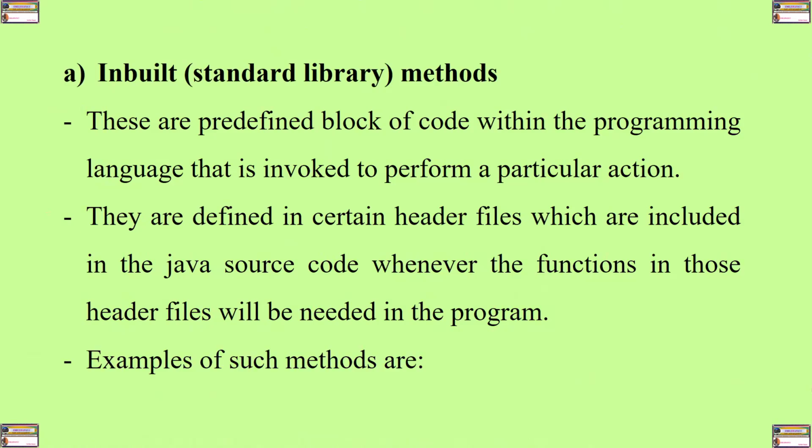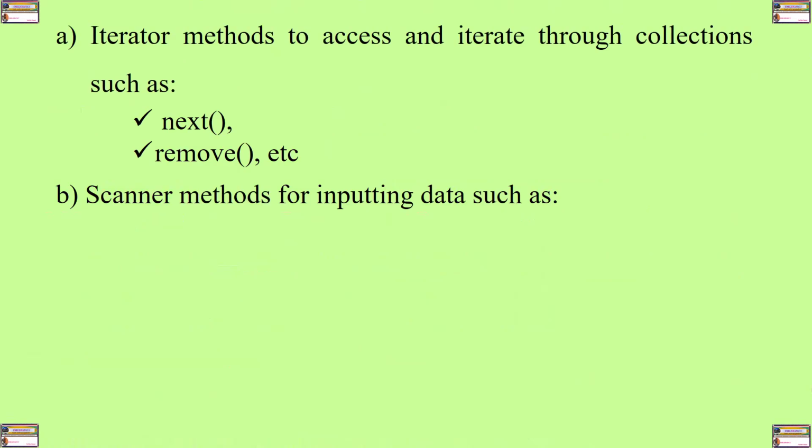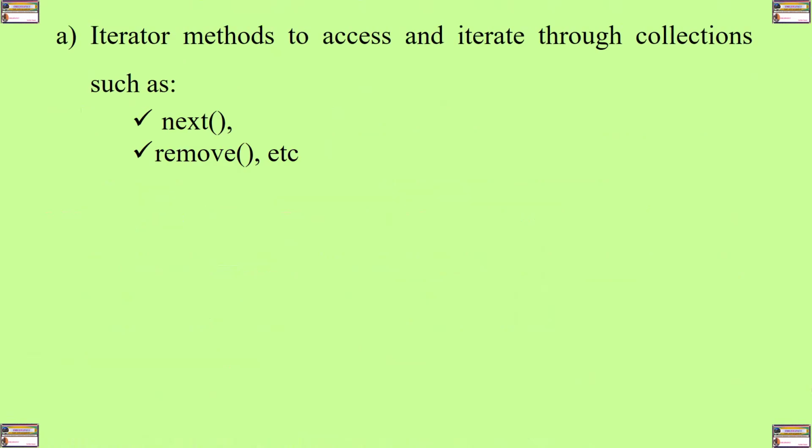Examples of such methods include the iterator methods that are used to access and iterate through collections, such as next, remove, amongst others. My dear students and the rest of the learners, note how we indicate a method. It is the name of the method followed by a pair of parentheses.